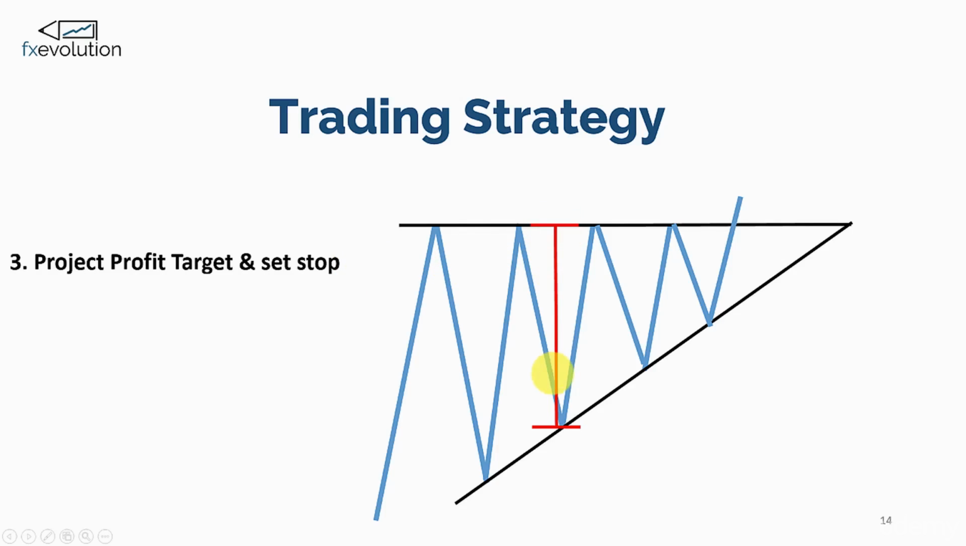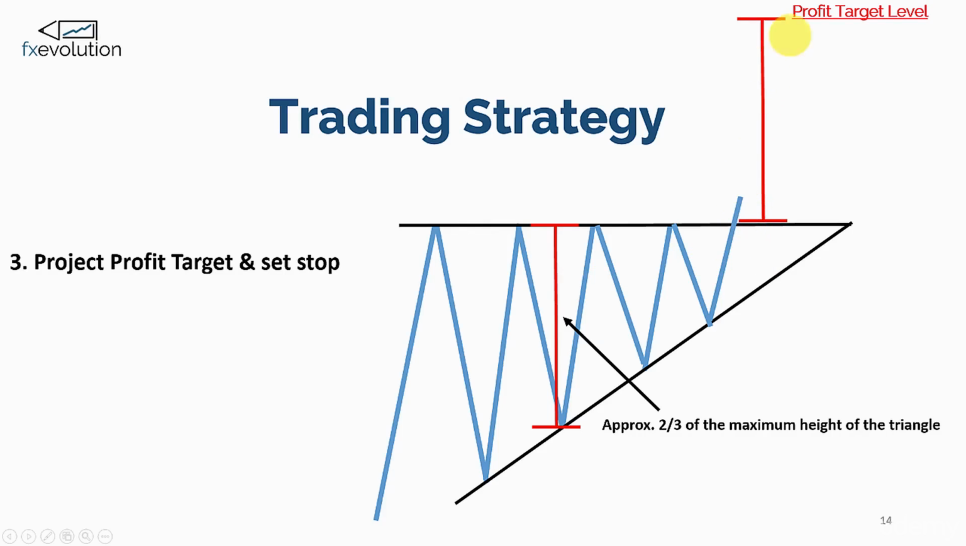So I like to, for this particular pattern, project around the middle point, so approximately 2/3 of the maximum height of the triangle as I take profit, and then set that as our profit target level with a stop below the last low. So we can see here we've placed it below this low, our stop, and our take profit level would be quite high, so it would be a great risk reward trade.